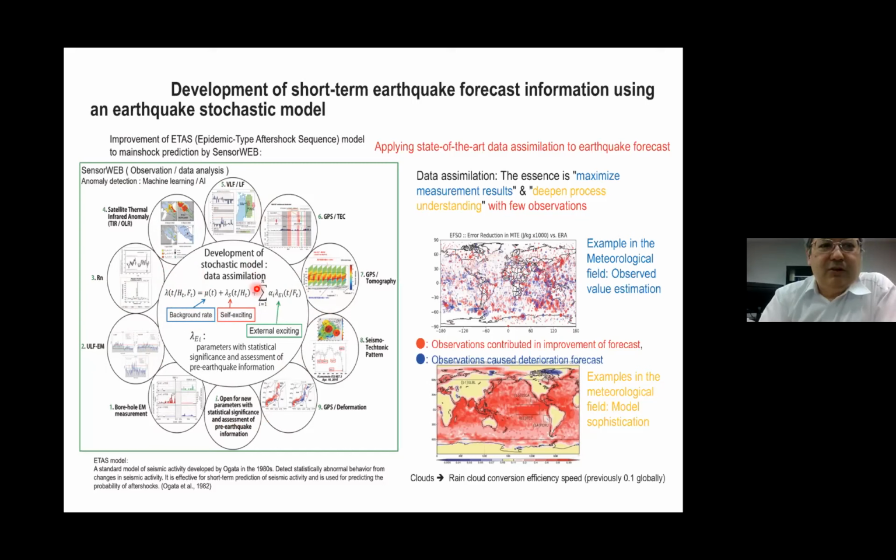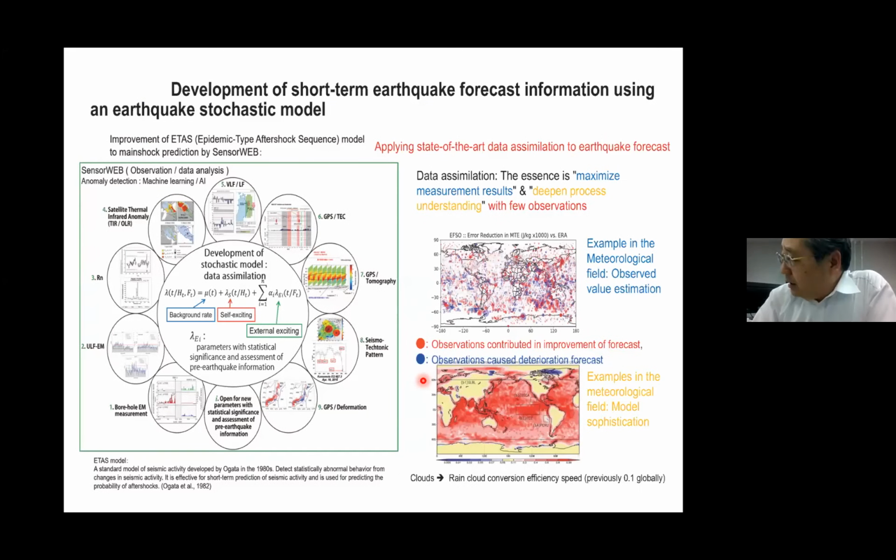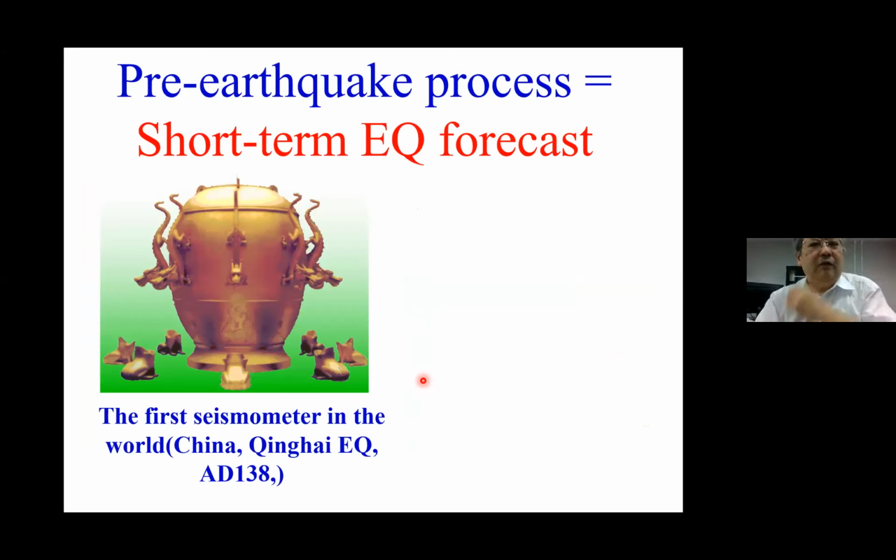Using this, we can extract information 1 week before, 3 days before, 1 day before, 1 hour before, and then we can give you some better information for earthquake forecast, or new generation earthquake information. Anyway, short-term earthquake forecast or pre-earthquake process is a human demand forever.